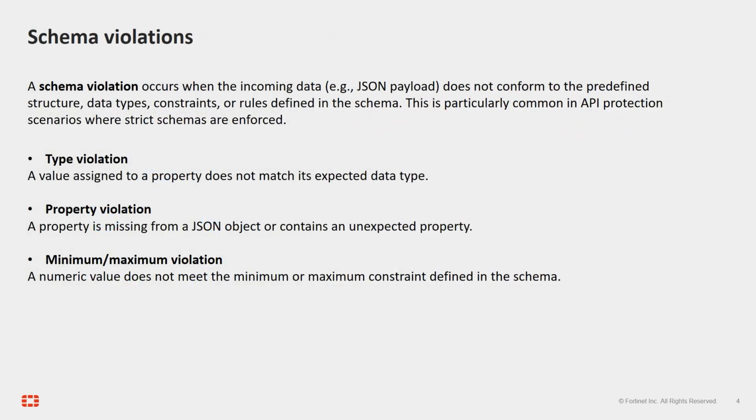A schema violation occurs when incoming data, like a JSON payload, doesn't match the predefined structure, data types, or rules defined in the schema. For instance, a type violation happens when a value doesn't match the expected data type. A property violation occurs when a property is either missing or contains an unexpected field. Finally, a minimum or maximum violation happens when a numeric value falls outside the defined range.